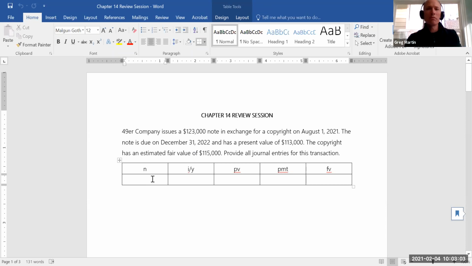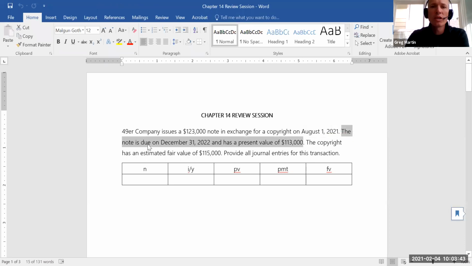So when we have this problem, a couple of things we're told right off the bat: we're told the present value of the note, which is 113,000. Although we're told the estimated fair value of the copyright is 115. The comparison is which one is more reliable, the present value of the note or the estimated fair value of the copyright. This relates to those 3 levels I talked about in the lecture guide: level 1, identical transactions to look at; level 2, similar; and level 3, unique. And this is comparing to those levels. The note is due, and its present value is a level 2, because debt is always comparable to other debt.